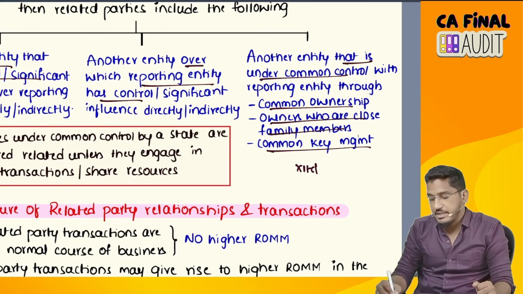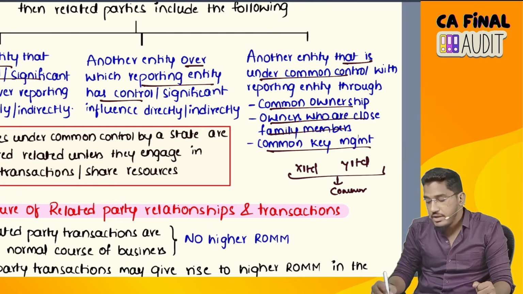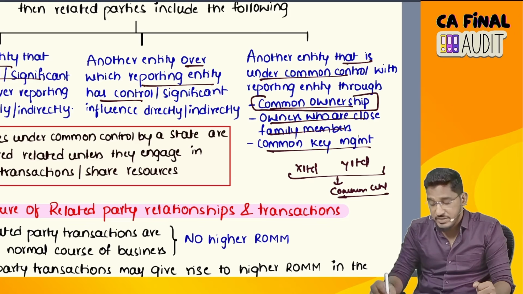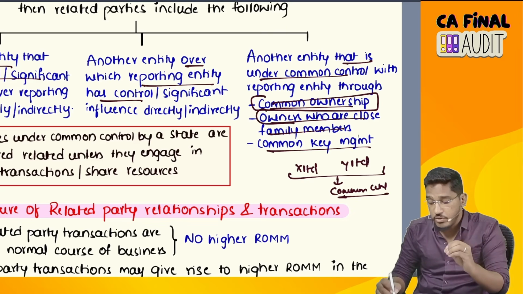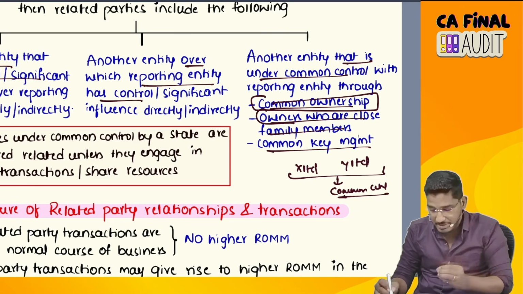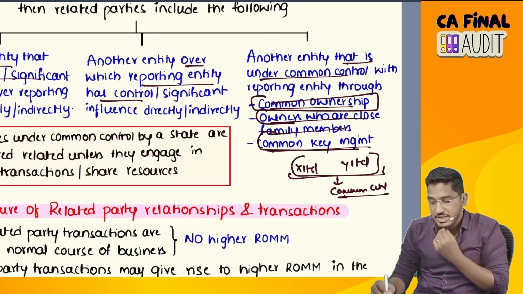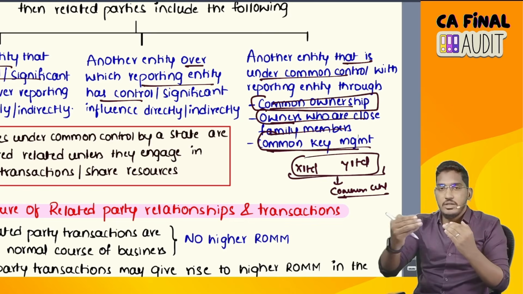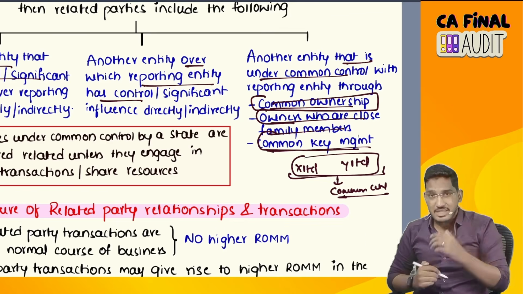Say for example, there is a company X Limited and another company Y Limited. Now both the companies are under common control. Sir, how has that common control been arrived at? This common control could have arisen by way of common ownership. The same group of people hold the ownership in both the companies, or the owners of both the companies belong to the same family, or even both are under common key management. Then also you both will be considered related. So if one has control over the other, or someone has control over you, or both are under common control, then we will call you related persons.